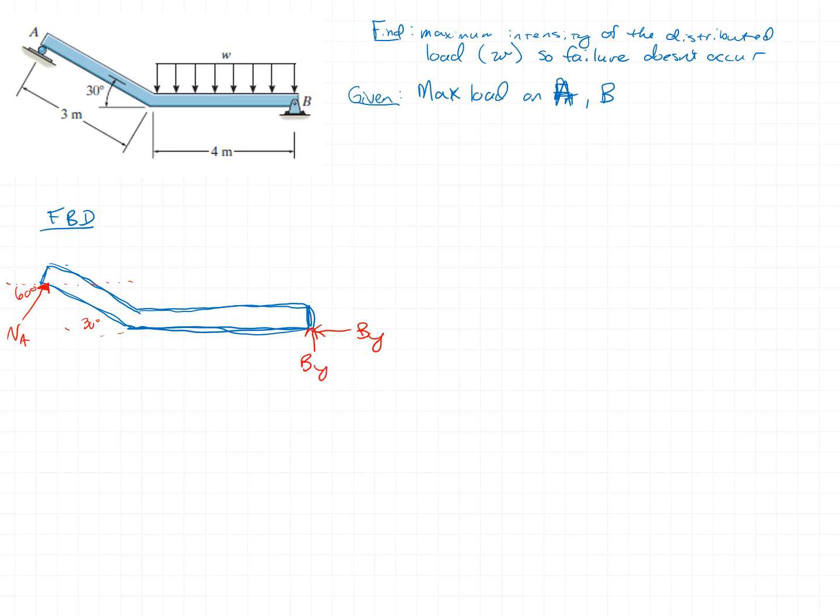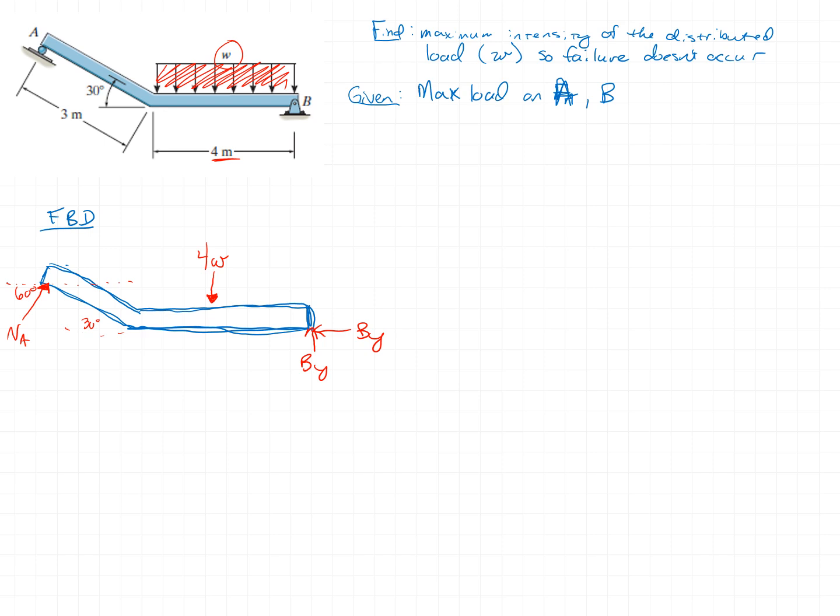We also have our W, which we're going to draw as its resultant, and the resultant of that will be 4W. It's the area under the shape that it's given. And it's a simple rectangle, so it's the base of 4 times the height of W. It is not appropriate in this case to show the free body as just W, because then it's not a force, it's a distributed load. And in our free body diagrams, we show forces.